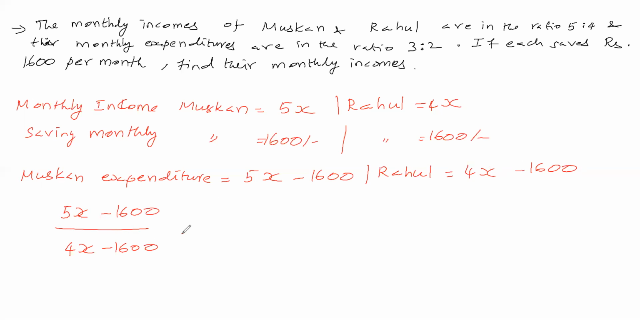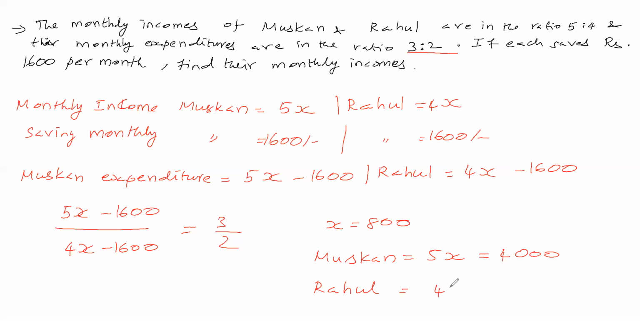So the expenditure ratio is 3:2. From this we can find x. So x is equal to 800. Therefore, the monthly income for this person is 5x, that is this much, and for this person is 4x, that is equal to this much. So next question we'll see.